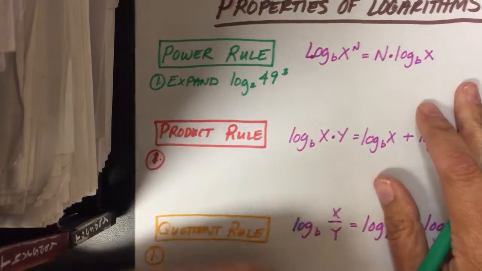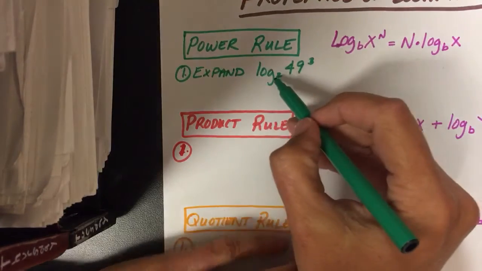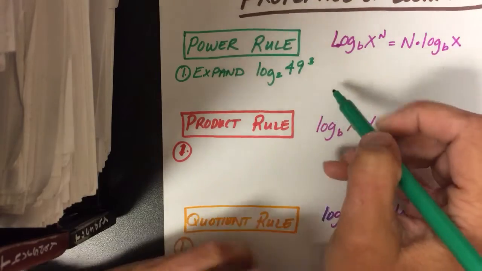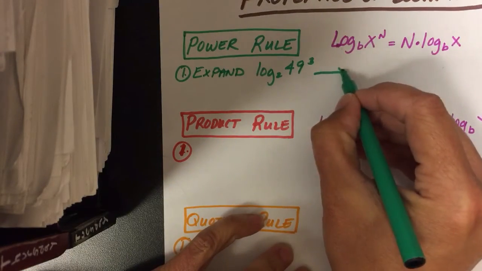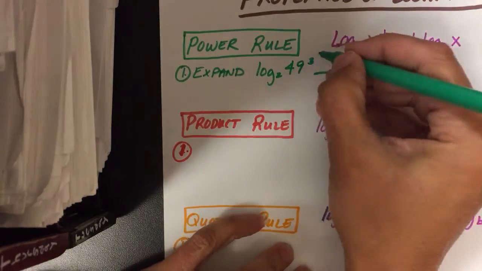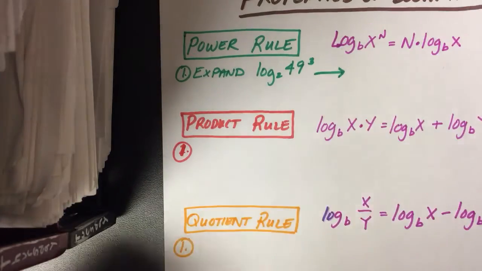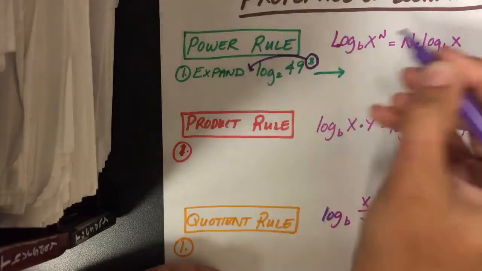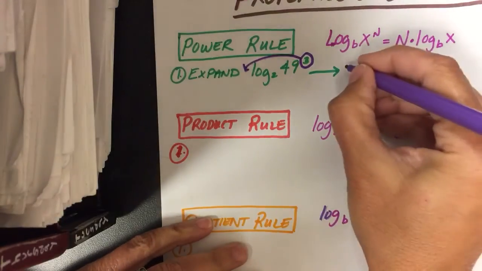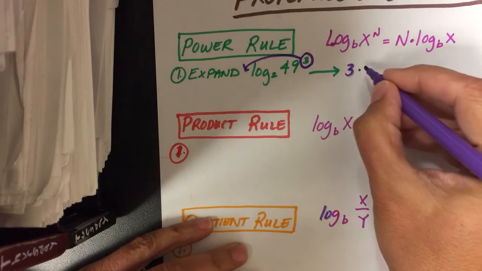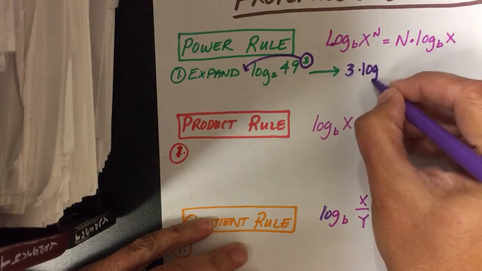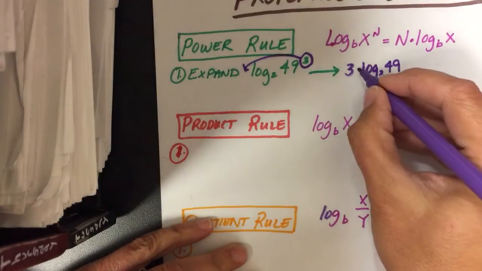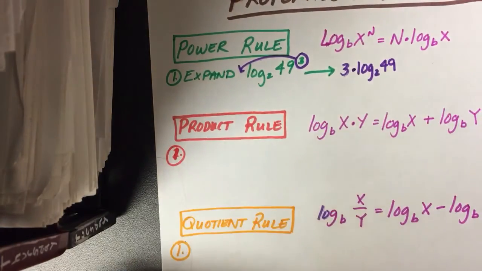So let's look at a simple example here. Expand log base 2 of 49 cubed. Well, what I'm going to do is take this exponent right here. Let me get a different color so you can see it. I'm going to take this exponent and move it in front, just like the rule says. So now it becomes a coefficient, and I have 3 times log base 2 of 49. And that's how I expand it out. So that's the first example.